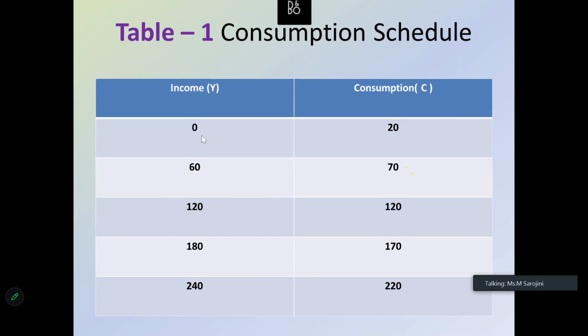Autonomous consumption means the consumption at the zero level income. Here the income is zero. Here you can observe the income increases from 60, 120, 180 and 240. Here consumption also increases. Therefore, there is a positive relationship between consumption and income. Again, the income determines the consumption as well, right?